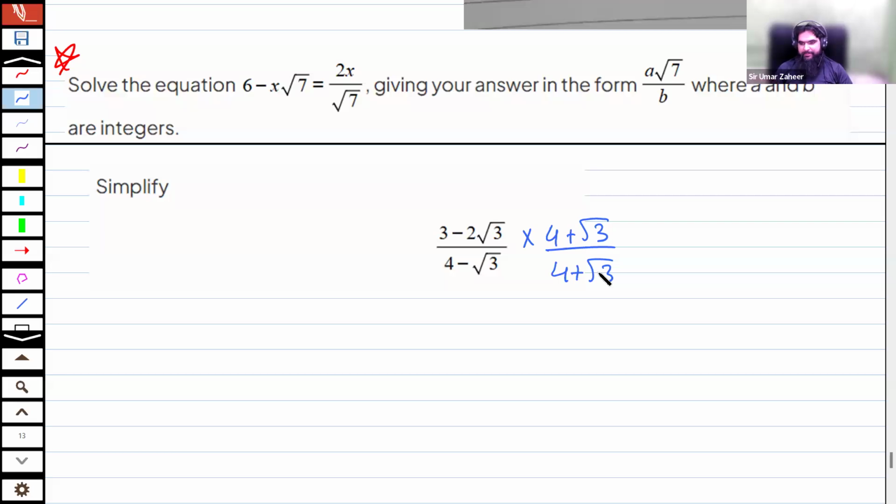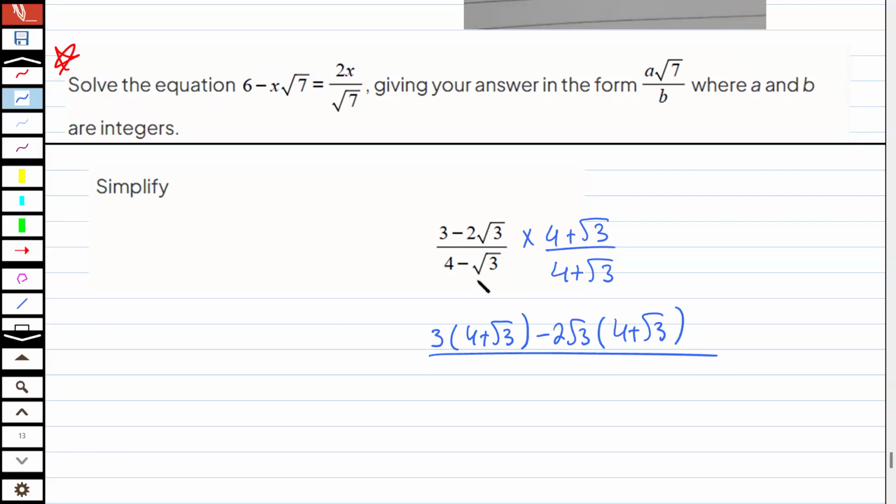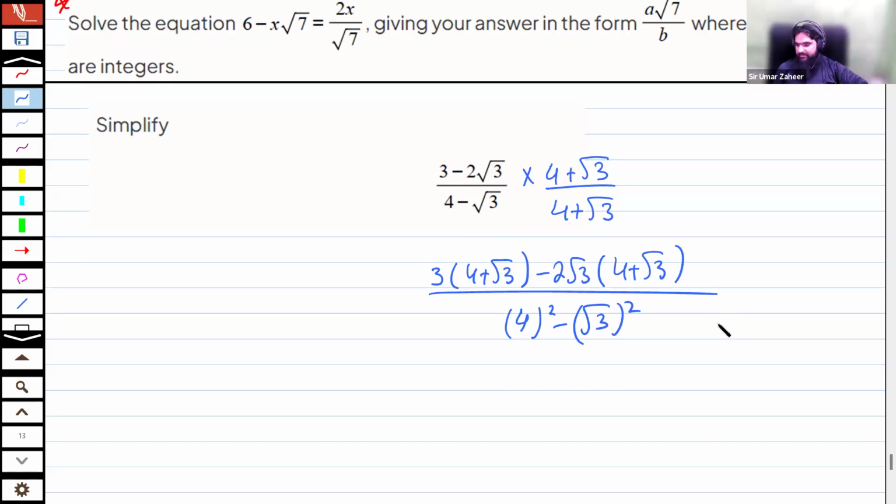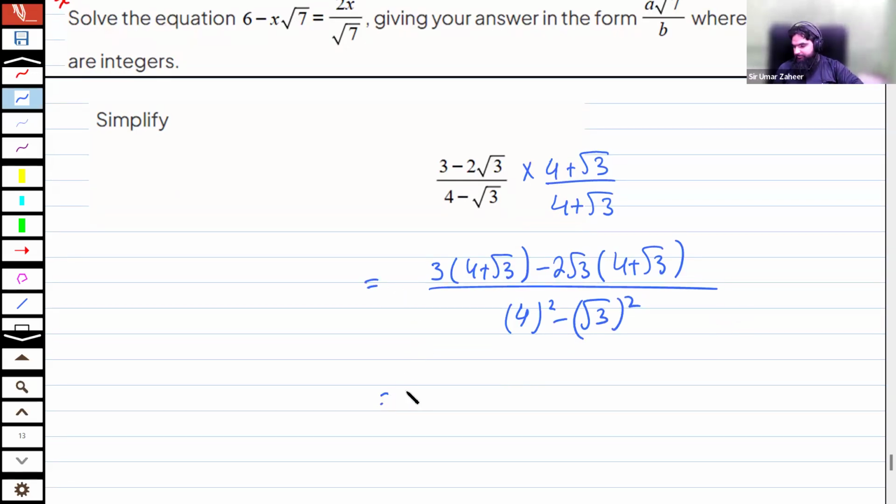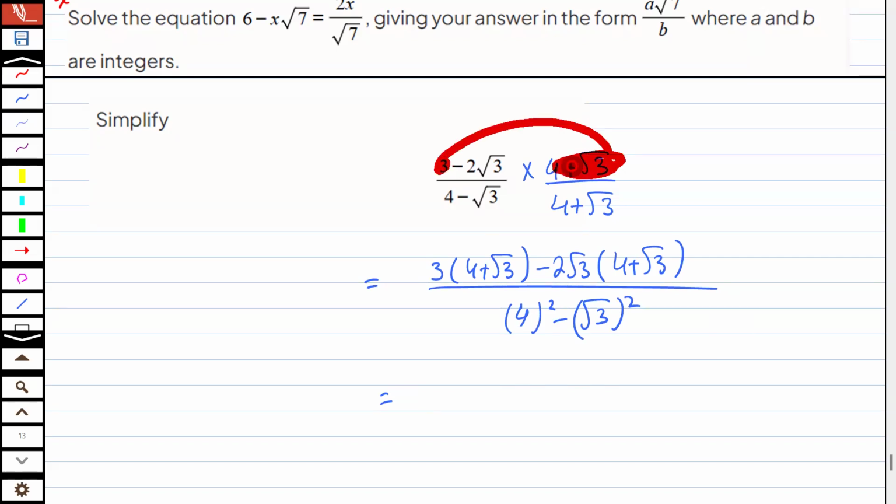Now, just simply expand the brackets in the numerator. So you have 3 multiplied by 4 plus square root 3 minus 2 square root 3 multiplied by 4 plus square root 3. In the denominator, you have a minus b, a plus b. That will be equal to the first term square minus second term square. Yes, similar. Is it clear? Yes, sir.